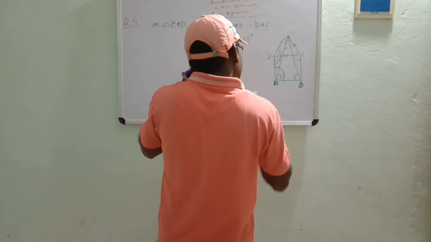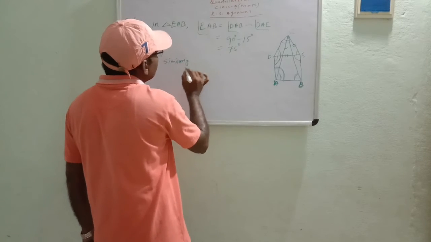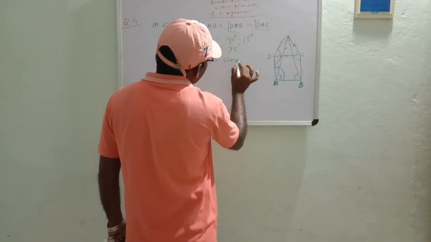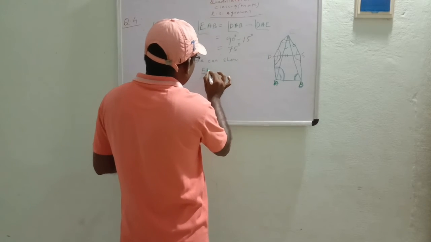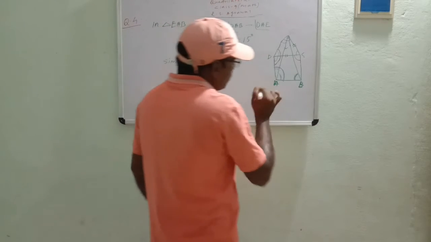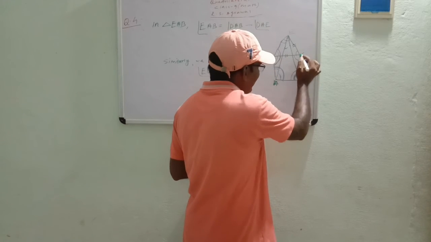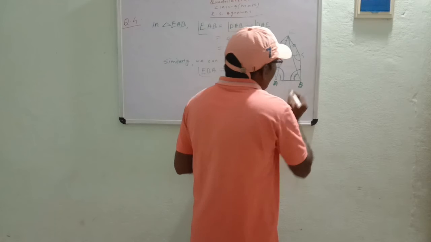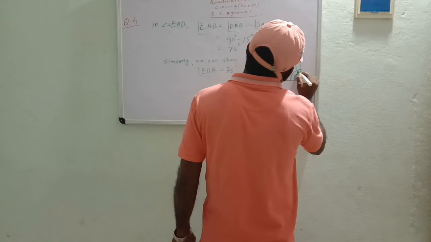Similarly we can show or prove angle EBA equal to 75 degree. How? Look at here. This angle is 90. Which angle? CBA. Angle CBA is 90. Why? Because ABCD is a square. And this angle is 15 degree. This angle must be 15 degree.